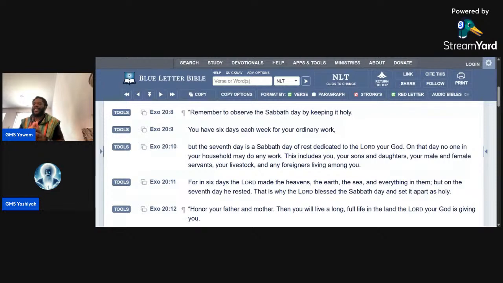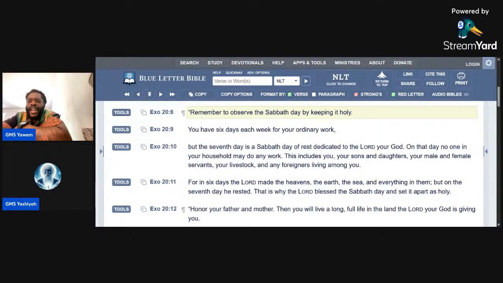And on the seventh, Zayin is a weapon. And what do you do with the weapon? You cut it off. So 6 days are the same, and on the seventh day, it's cut off because it's different. So this is Exodus 20:8, and it says, remember to observe the Sabbath day by keeping it holy. Holy means to separate, set apart. So you got 6 days that's the same, and on the seventh, it's cut off. You don't do the same things you do on the other 6 days.